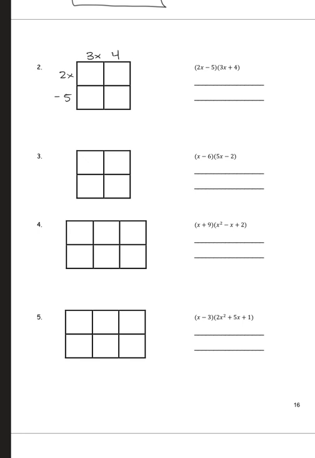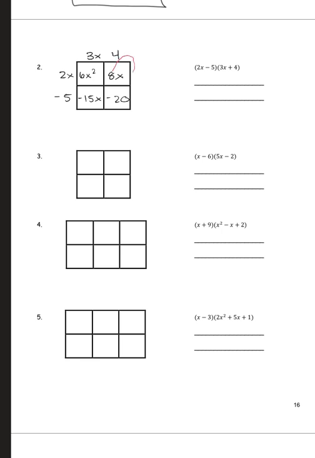So again, in that first box, I'm going to multiply 3x and 2x to give me 6x squared. Then 2x times 4, which gives me 8x. 3x times the negative 5, which gives me negative 15x. And negative 5 times 4, which gives me negative 20.